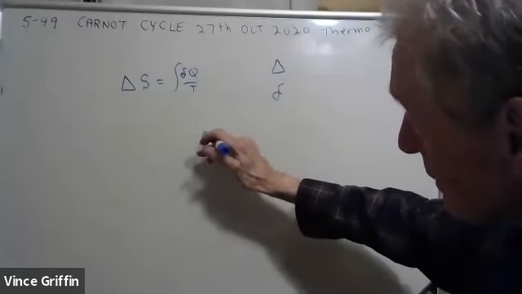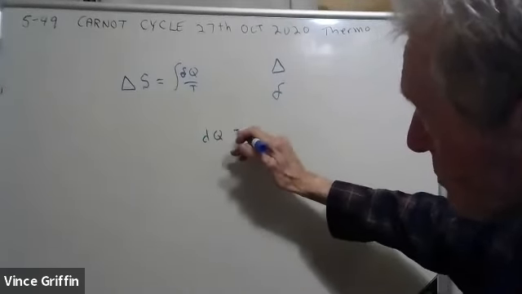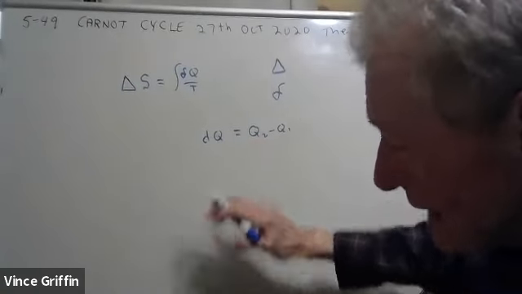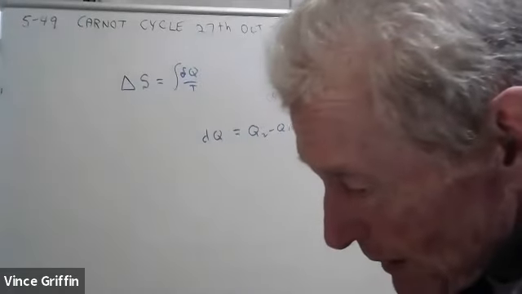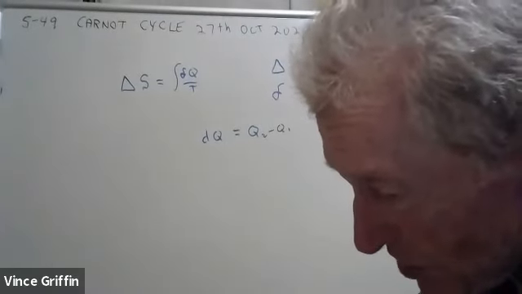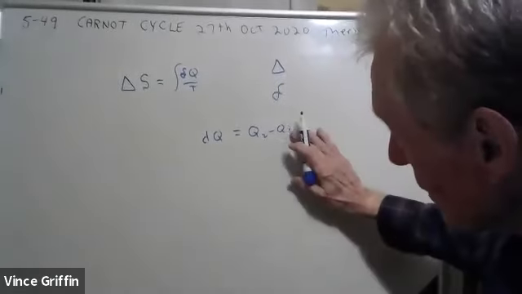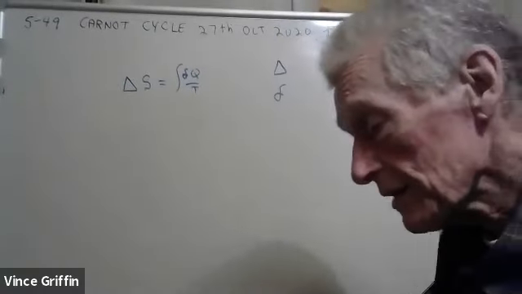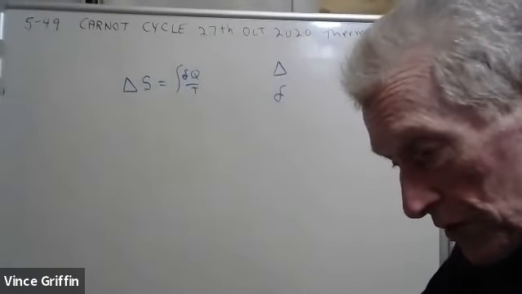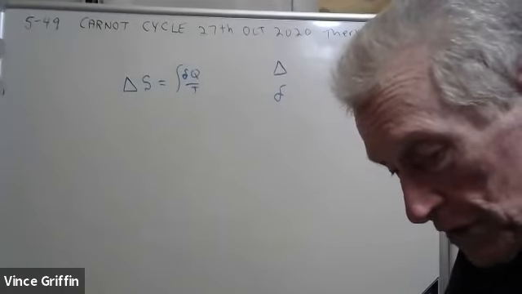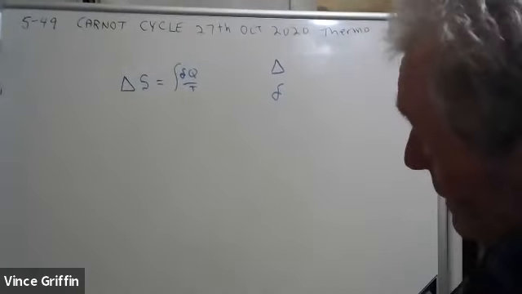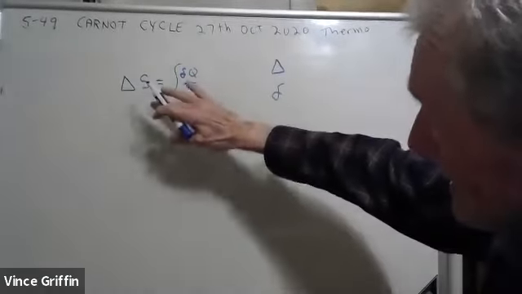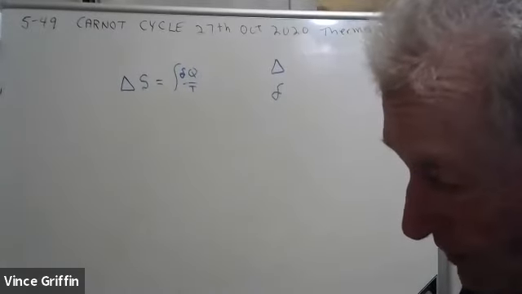They can't go dq because that implies a difference of Q2 minus Q1. Well, heat transfer is not a property that exists at state 2 and at state 1. Heat transfer is not a property. It's something that occurs between two states. If you have two different states, you can have a heat transfer between them. And so they don't use an exact differential for that. They use an inexact differential for heat transfer.